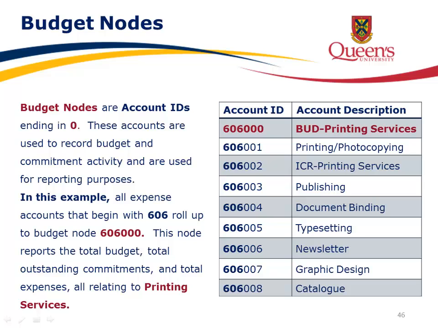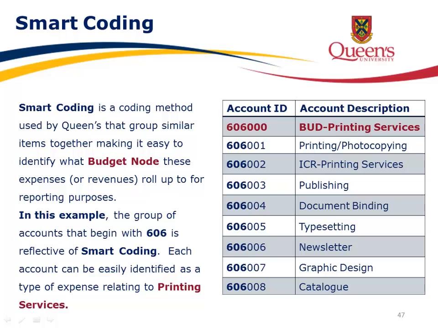In this example, all expense accounts that begin with 606 roll up to budget node 606000. This node reports to the total budget, total outstanding commitments, and total expenses, all relating to printing services. Smart coding is a coding method used by Queens that groups similar items together, making it easy to identify what budget node these expenses or revenues roll up to for reporting purposes. In this example, the groups of accounts that begin with 606 is reflective of smart coding. Each account can be easily identified as a type of expense relating to printing services.